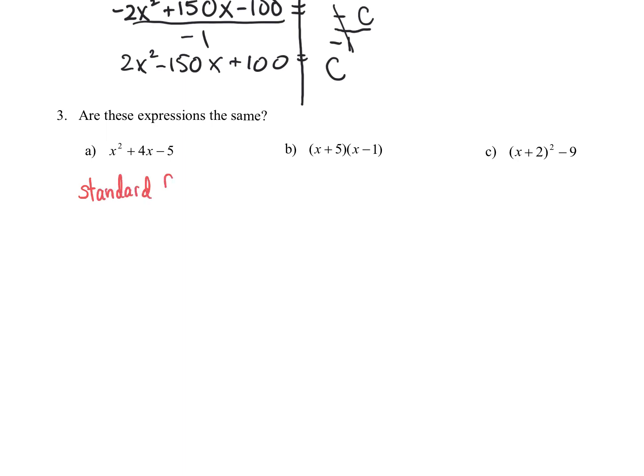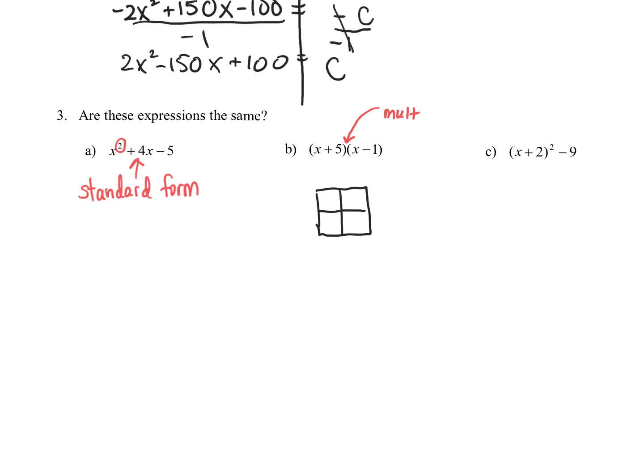Standard form is just when there's no parentheses and it starts with the highest exponent. So there's nothing I can do with that one. But for problem 2, I'm going to multiply these. The reason why I'm going to multiply them is that there's no sign in between, and when there's no sign in between, it's multiplication. So let's see what happens here.